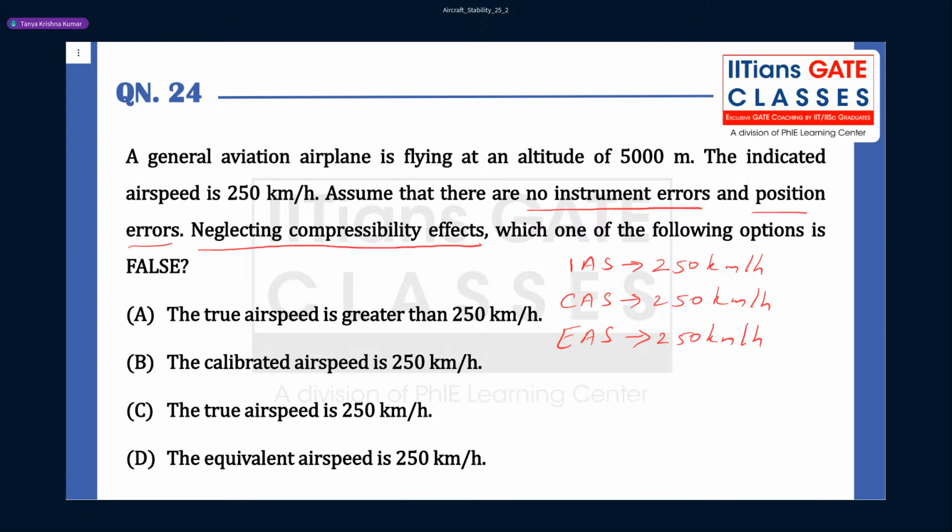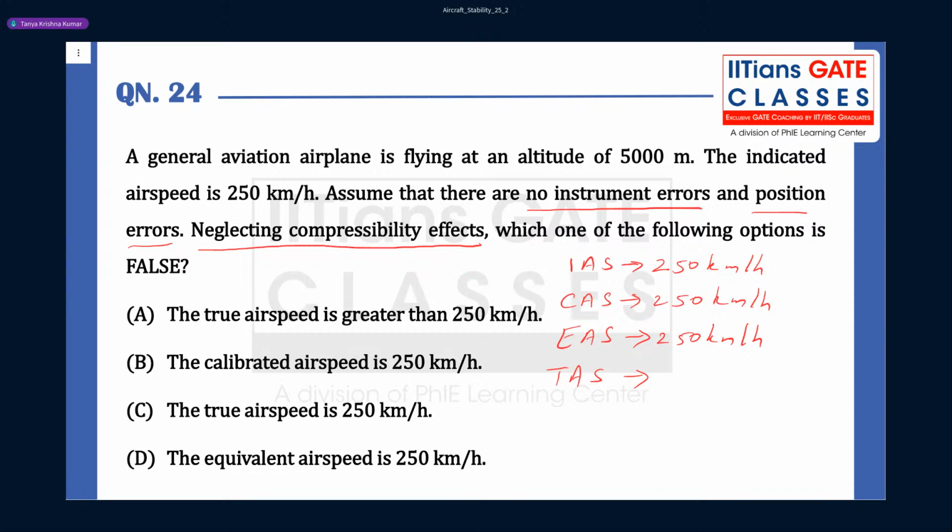Then we have the true airspeed. True airspeed is the actual airspeed which accounts for the density effects, because it accounts for density and altitude, right? Because this aircraft is flying at a higher altitude, its density at that point will always be lesser than the sea level density. And because of that, your true airspeed will always be higher than indicated airspeed.